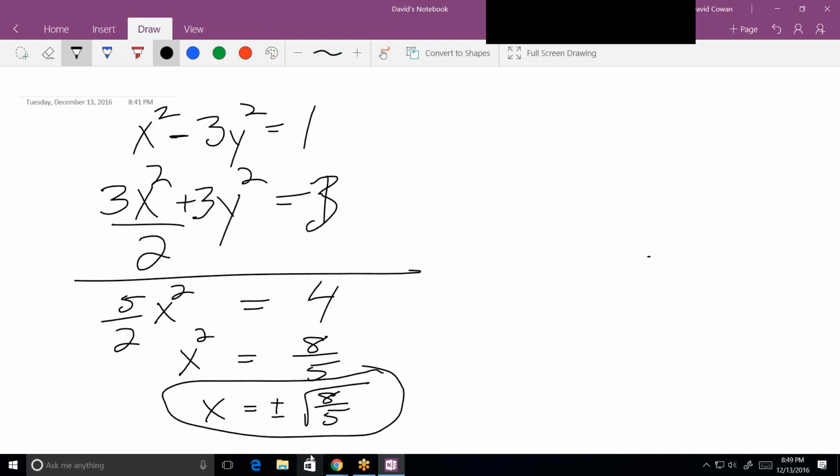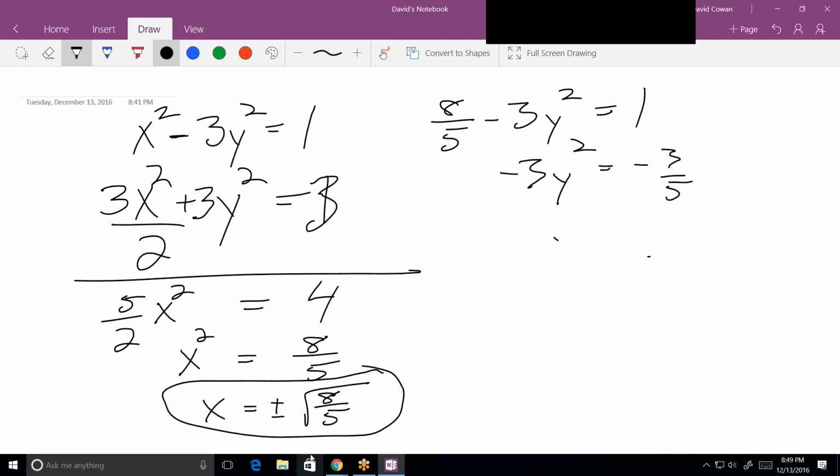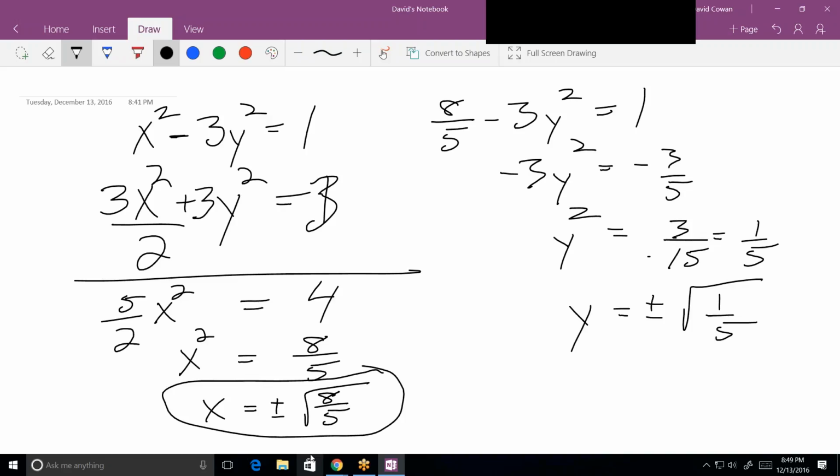So when I square that, I get 8/5 minus 3y squared equals 1. That means minus 3y squared equals negative 3/5. Divide both sides by negative 3. I get y squared equals positive 3/15, which equals 1/5. So y equals plus or minus the square root of 1/5. So it looks like there's 4 intersection points.